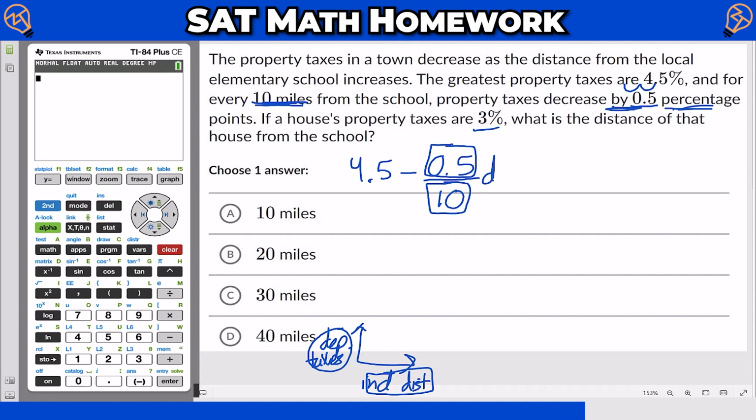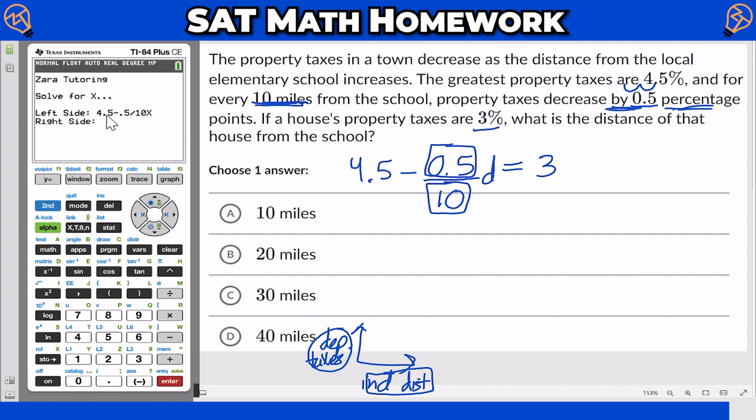And we're trying to figure out, as a result, what would the distance have to be, d, so that the output or the property tax ends up being 3%. Now, I would just use my program solver at this point. You could do it by hand if you would like, but let's go ahead and use the program, which is the 5th program. We'll type in our left side 4.5 minus 0.5 over 10, and we'll put our variable there. We'll put the right side as 3, and we get 30. So the correct answer is C.